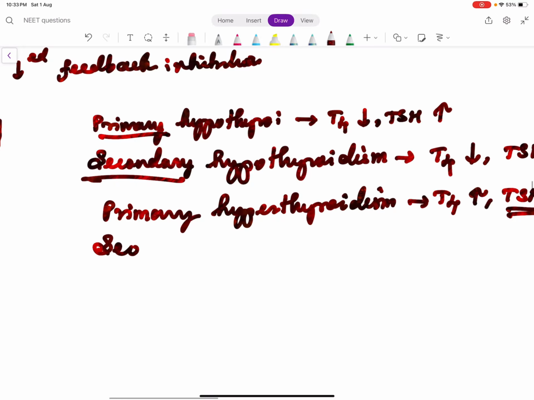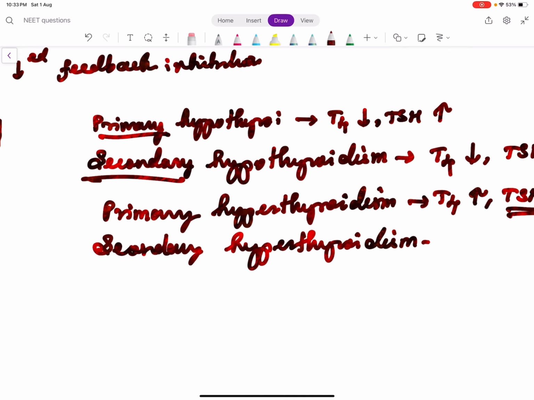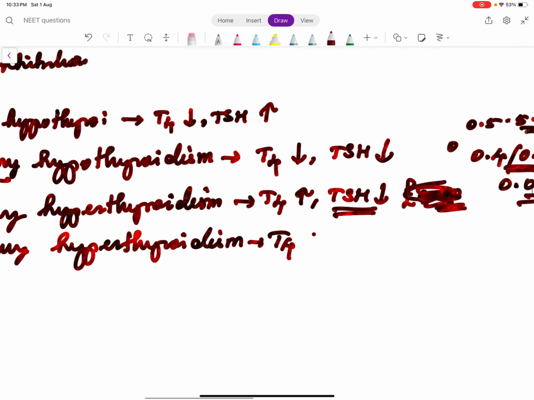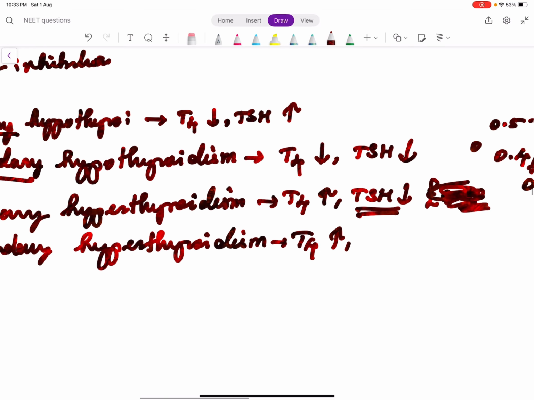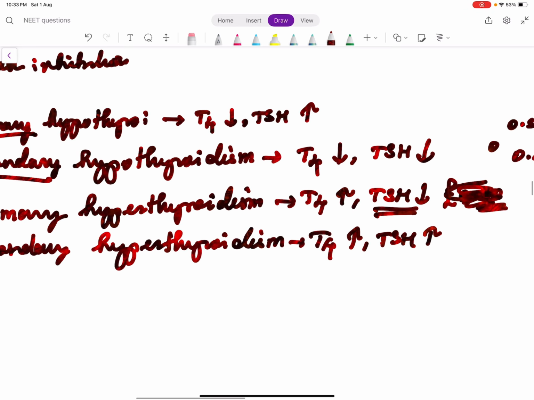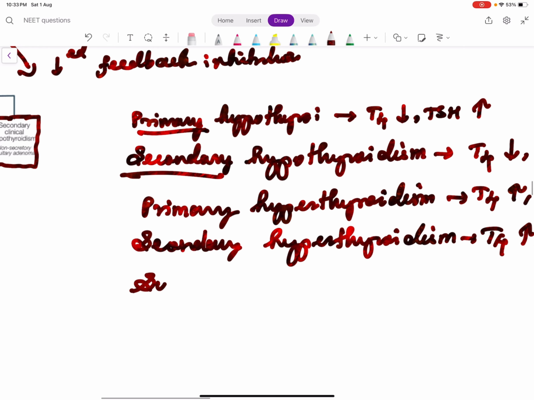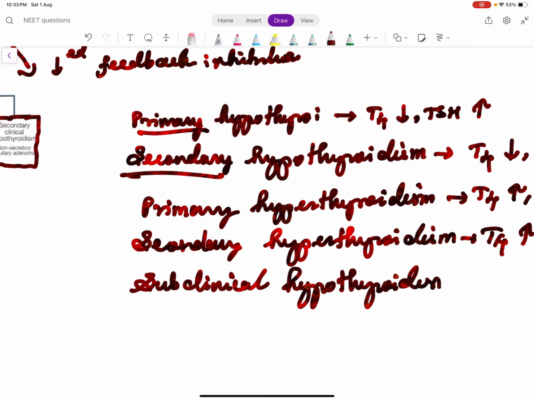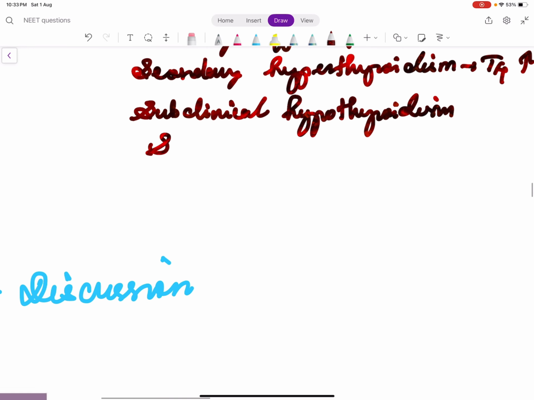Now what happens in secondary hyperthyroidism? In hyperthyroidism, definitely T4 is high. What is meant by secondary? The problem is with the pituitary gland. So TSH is high. Now we also discussed two terms: subclinical hypothyroidism and subclinical hyperthyroidism.